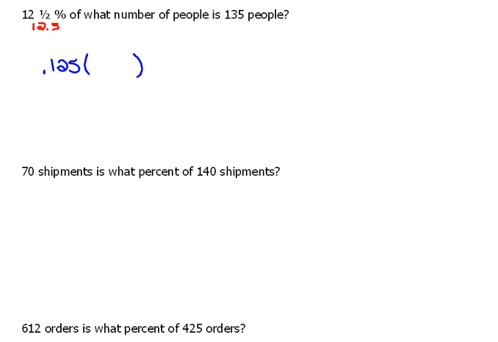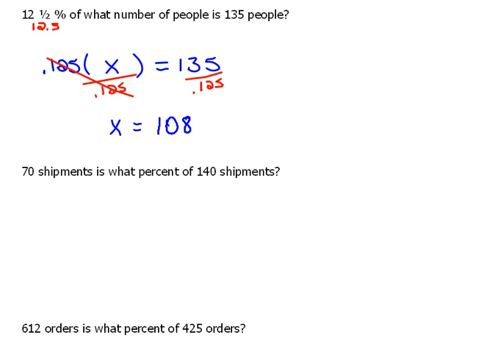Of means multiply. What number of people? That's an unknown amount, so we're going to use an x. Is equals 135. So we used our direct translation there, and now we can go ahead and finish solving. Instead of multiplying x by this number, let's do the opposite, which would be to divide by 0.125. So that will cancel out, and now we have x equals 135 divided by 0.125 would be 1080.